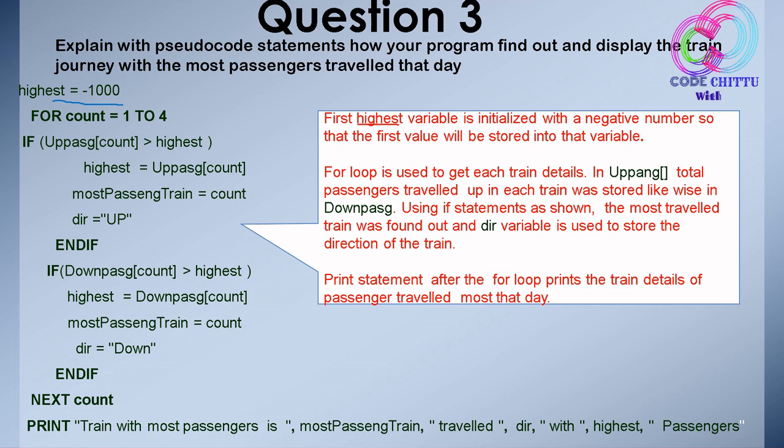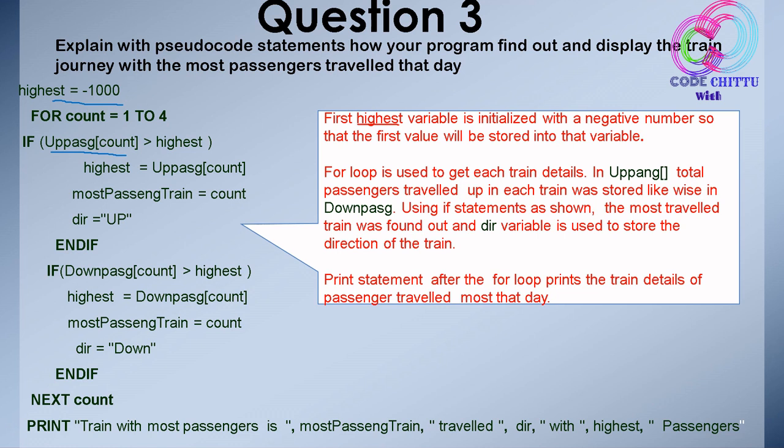The for loop is used to get each train's details. It is in an array, so for each train, train 1, train 2, I have to check. To go through the sequence, we are using a for loop. That explanation is given. In the up passenger array, the total passengers travelled up in each train are stored. Likewise in down passenger. So here they are telling that in up passenger, the total passengers who travelled that day are stored train-wise.